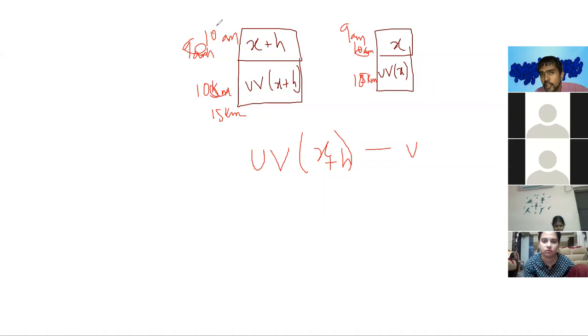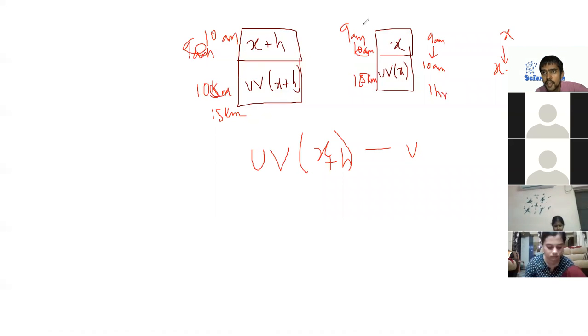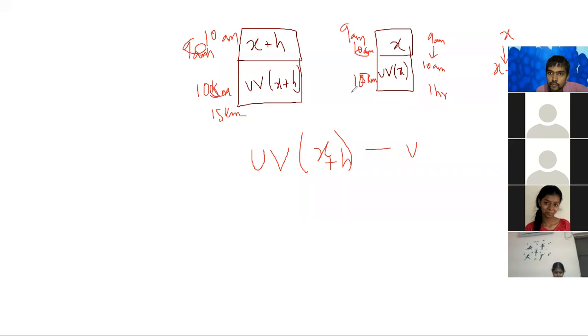So from 9 o'clock to 10 o'clock, time x is becoming time x plus h. So what is the time interval? From 9 o'clock to 10 o'clock, what is the amount of time? 1 hour, right? From time x to time x plus h, what is the time?